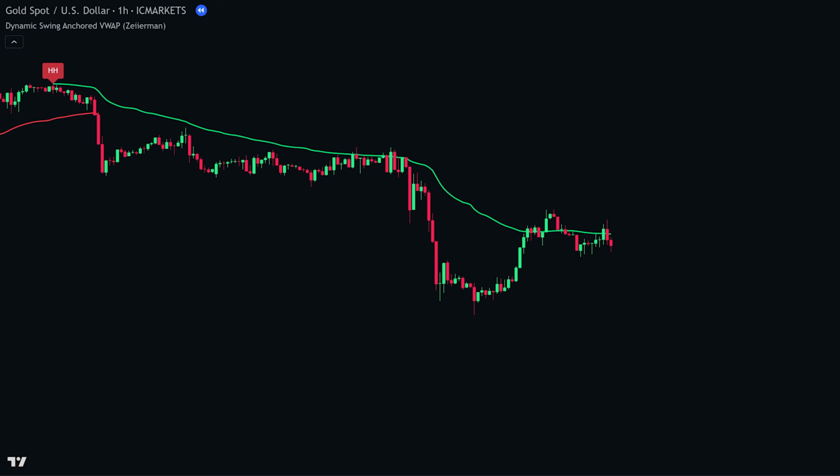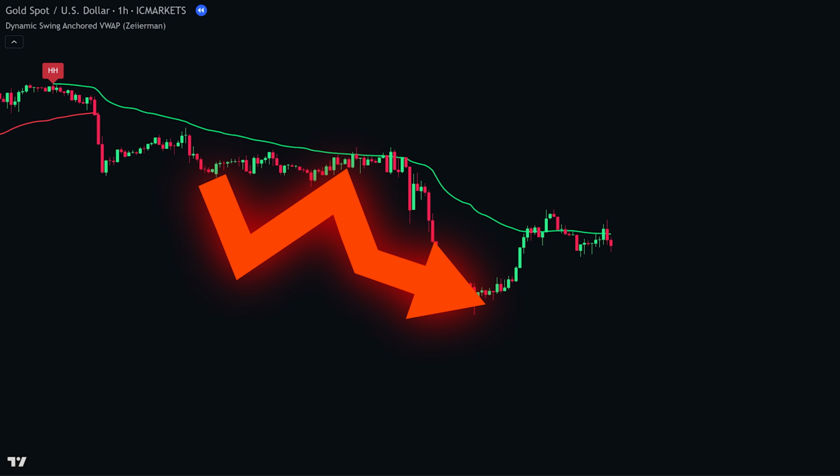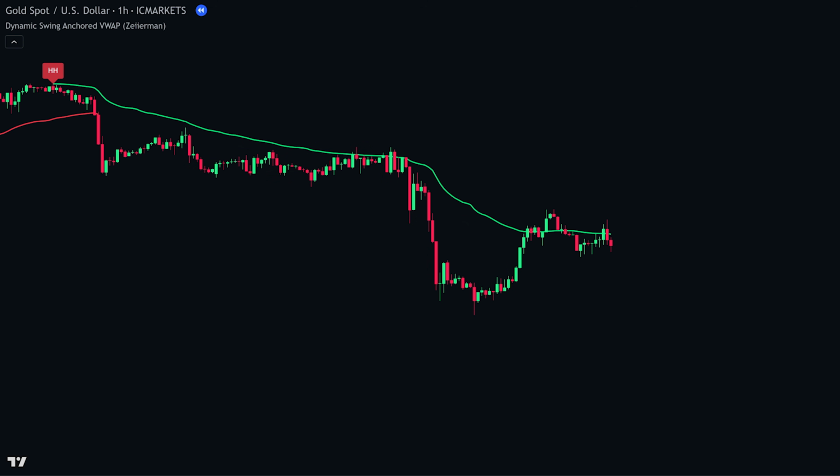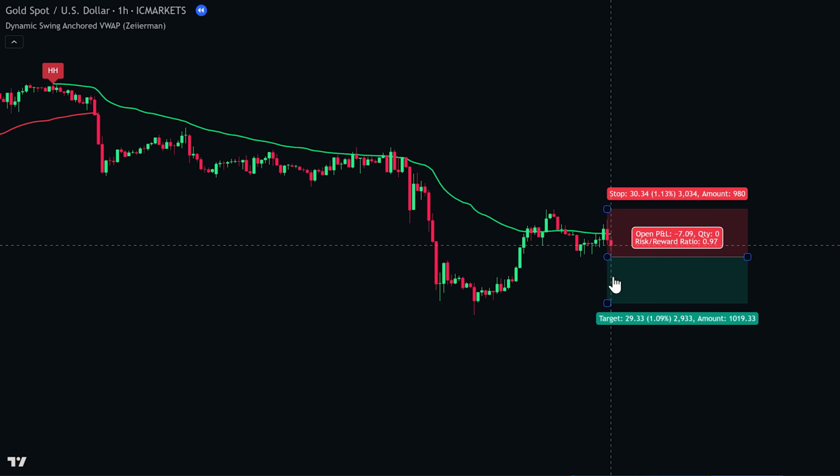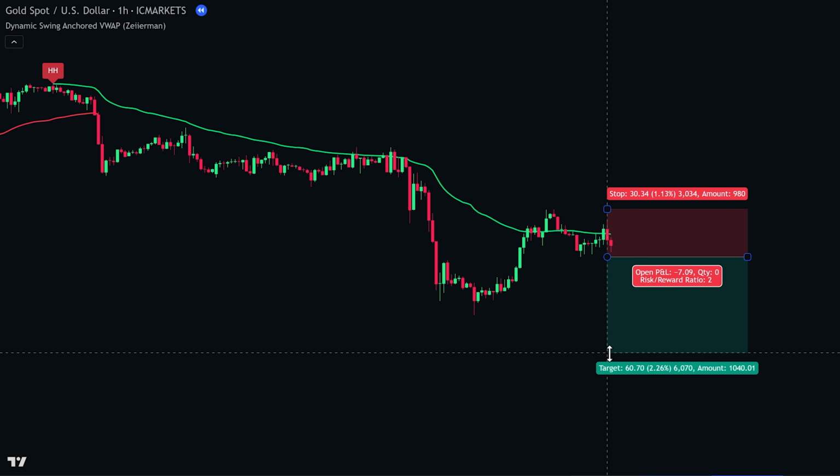Sell trade idea. When VWAP is sloping downward and price is staying below, you keep a bearish bias. Each time price pulls back into VWAP, that's your chance to prepare for a short. Wait for a bearish confirmation candle, strong red close or double top formation, then enter the sell. Your stop goes just above VWAP, with the target set at prior lows or lower if the trend extends.